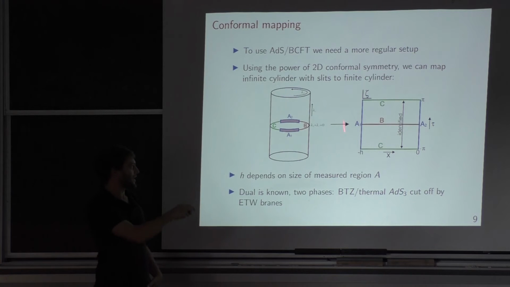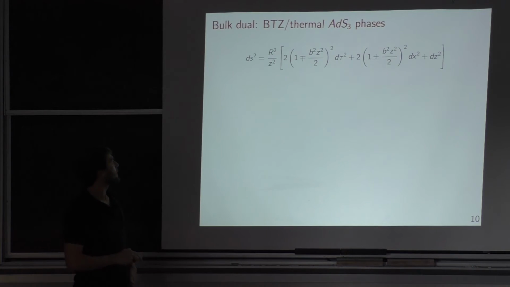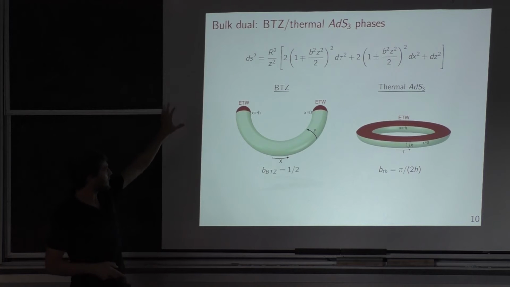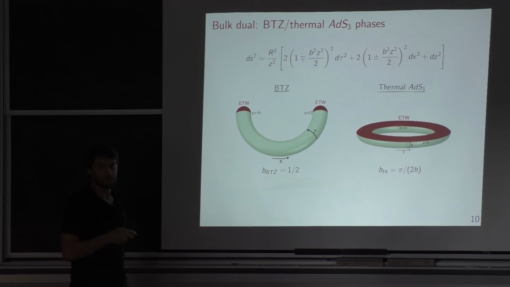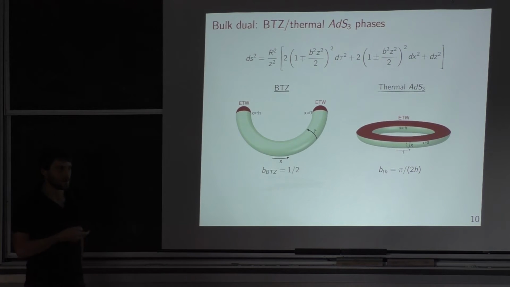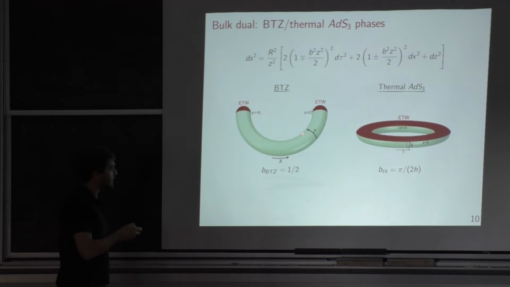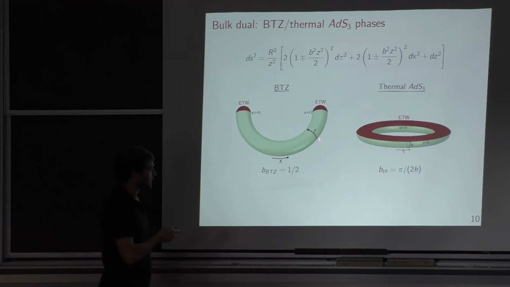Yeah. OK, so we're building the dual of this now. And this is BTZ or thermal AdS3. These two metrics both define a torus cut off by end-of-the-world branes. In the BTZ phase, the tau direction is contractible.